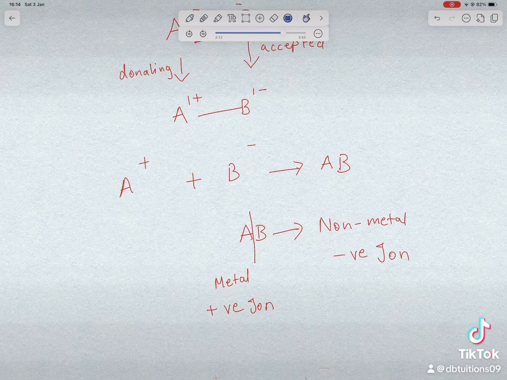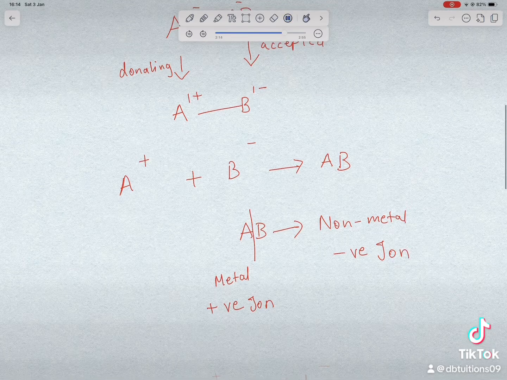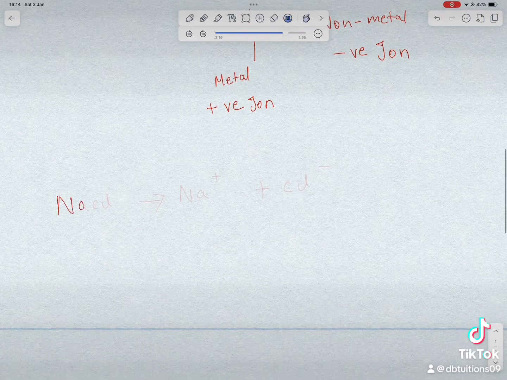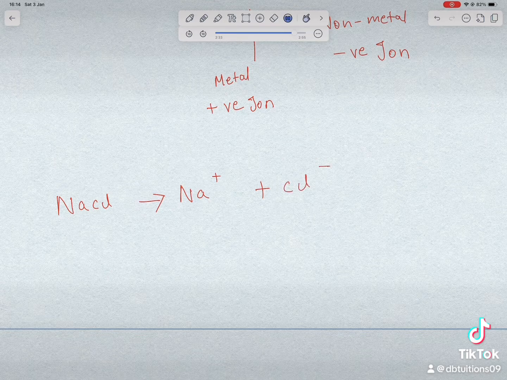So let's look at certain examples. Let's take sodium chloride. If I have to split this, the first half is metal, which is the sodium. So therefore it is going to be Na+. And the second half is going to be the chlorine, which is the non-metal, which is Cl-.